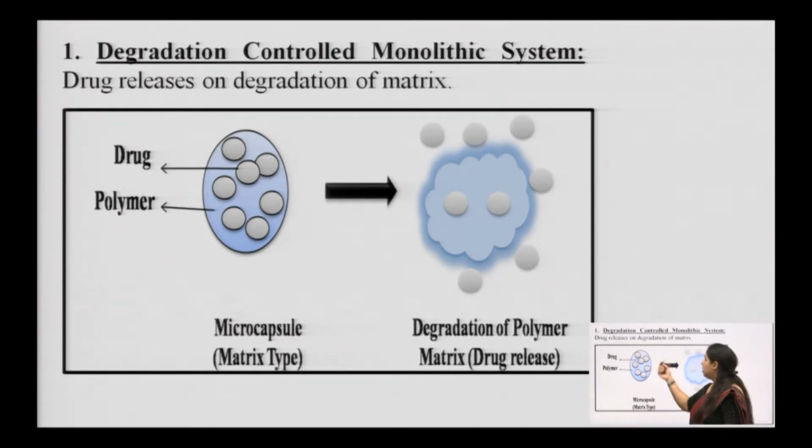So in the degradation controlled monolithic system, or the polymer matrix, degradation of the polymer matrix occurs during the release of the drug from the system. The system is the microsphere. It renders the degradation of the polymer matrix and gradually releases the drug from within the polymer matrix to the outside environment. So this is one mechanism, the degradation of the polymer monolithic system.